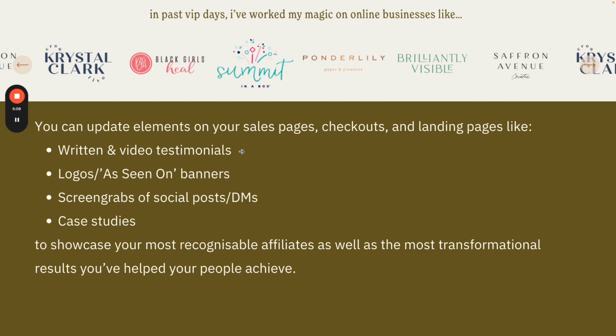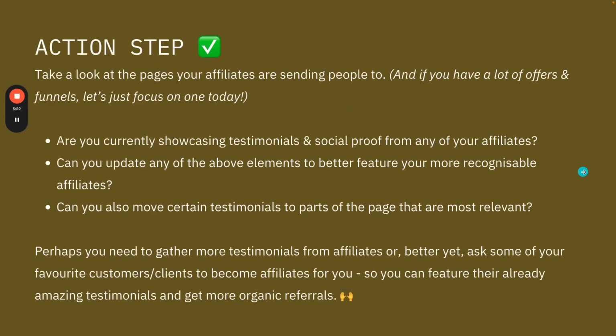It could be a written or video testimonial. It could be logos or "as seen on" banners, like maybe you've appeared on their podcast, and this will be a nice reminder to visitors. Maybe you have screen grabs of social posts, or you could have case studies. So just bear those different ones in mind. So are you showcasing any social proof from your affiliates? Or can you update any of the elements that I just mentioned to better feature more recognizable affiliates?